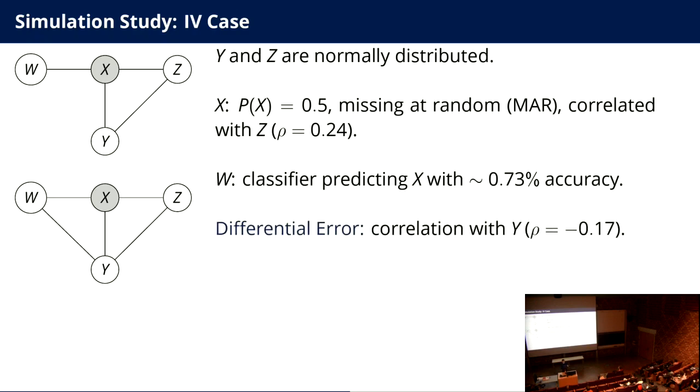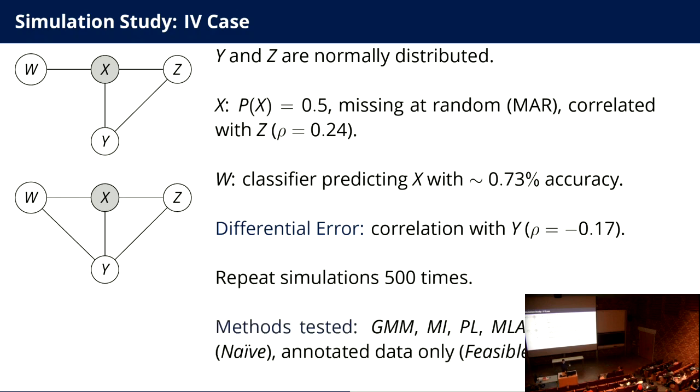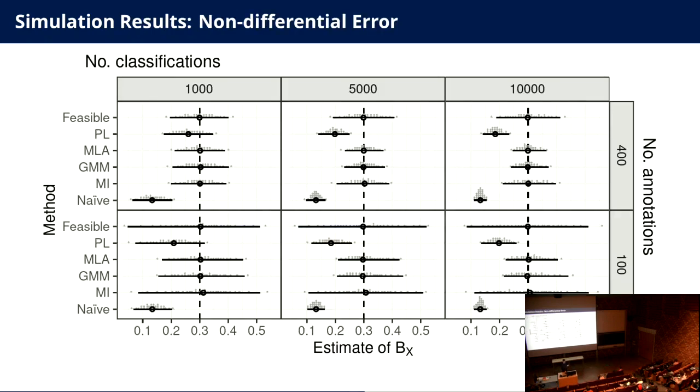Then I'm going to show cases with differential error and non-differential error. In the case with differential error, it's pretty weak. There's just a correlation between X and Y of about negative 0.2. And we're repeating the simulation 500 times. Okay, and so now I'm going to show some results.